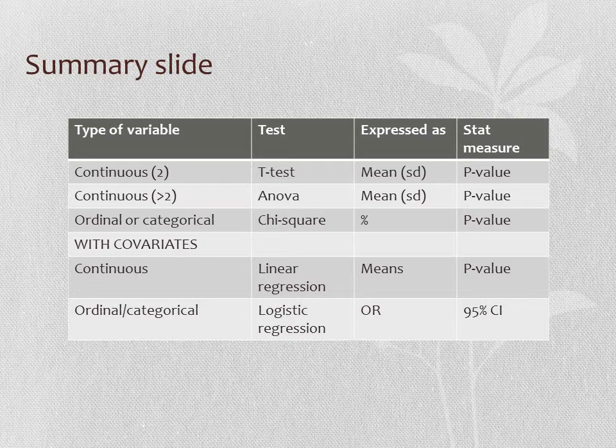And then if you do multivariate regression with covariates, you have 2 options. If your outcome variable is continuous, you can do it as a linear regression. And if your outcome variable is ordinal or categorical, you do it as a logistic regression. And the results are expressed as means or odds ratios, and the statistical measures are also there.